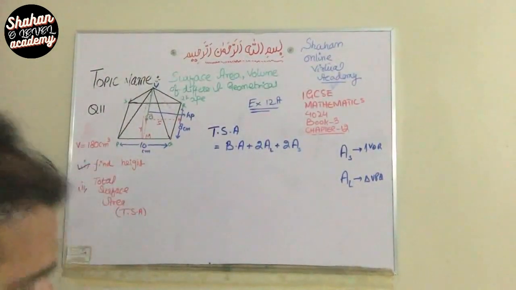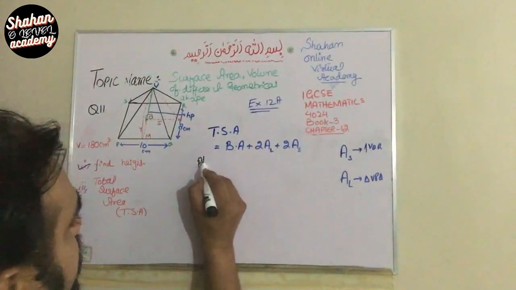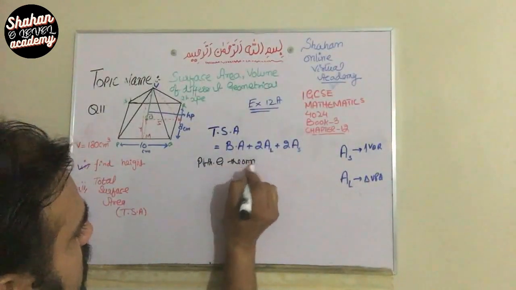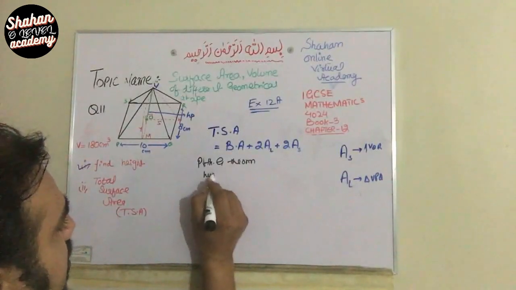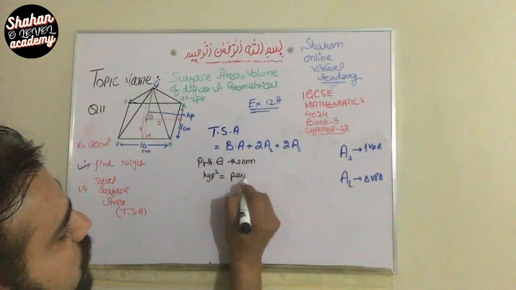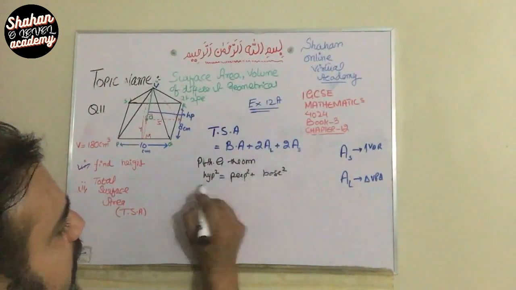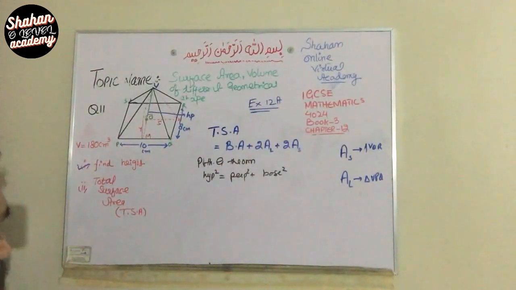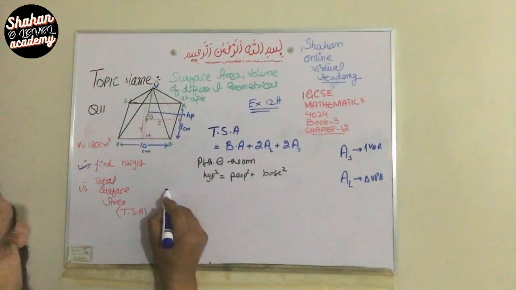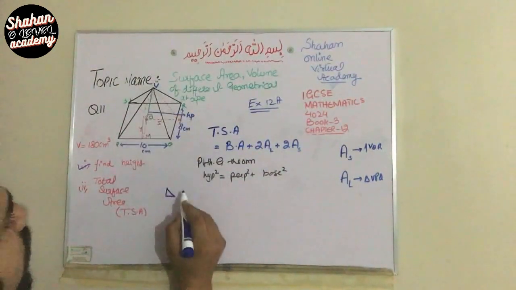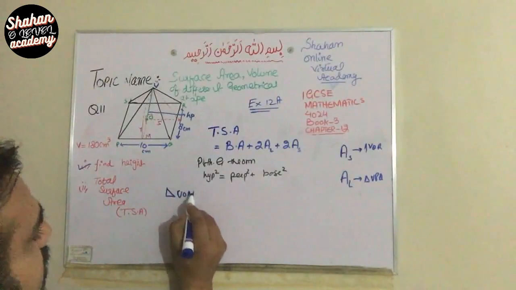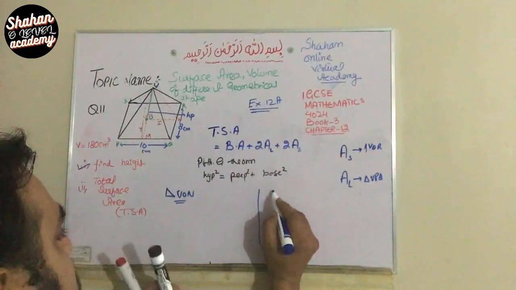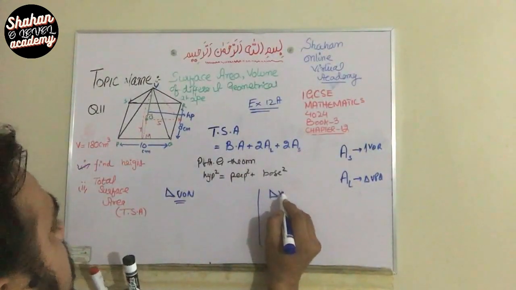What does Pythagoras tell us? Pythagoras Theorem tells us that hypotenuse square is equal to perpendicular square plus base square. So this is the hypotenuse. We just apply the Pythagoras Theorem on the same situation, and we take a right angle triangle VON, and on the right side we take another right angle triangle VOM.